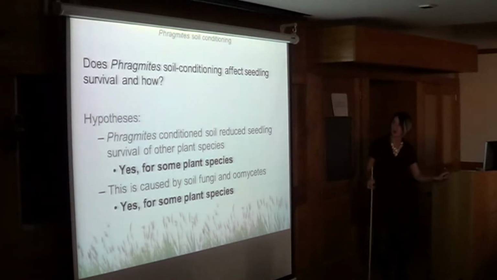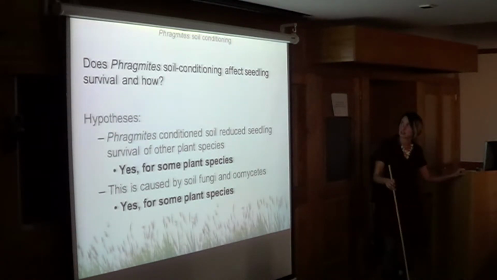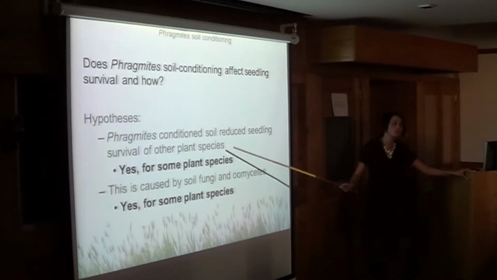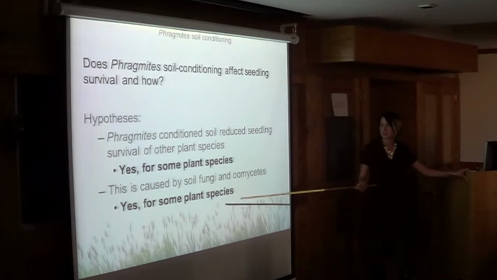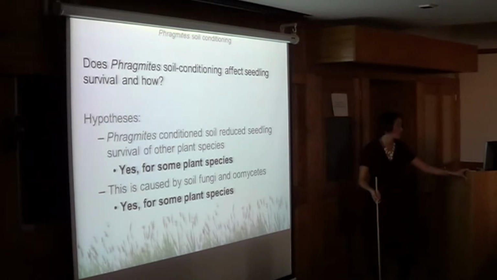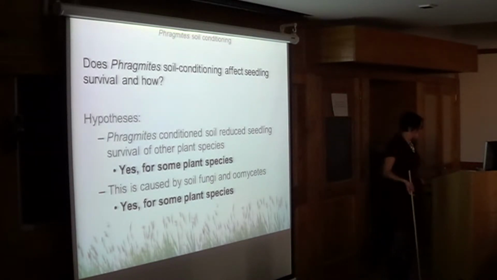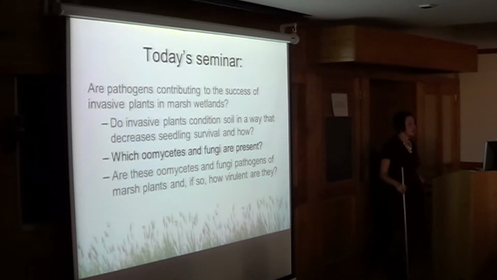So to answer that question, does Phragmites soil conditioning, or the changes that it makes to the soil, affect seedling survival, and how? We did find that it decreases survival of some plant species, but not all, and that this was caused by soil oomycetes and fungi for some plant species. So we know that these fungi and oomycetes are playing a role, but we don't know which species these are.